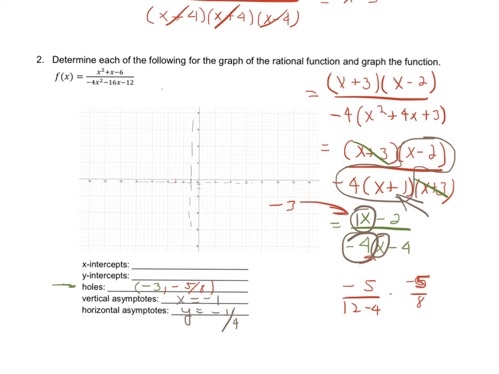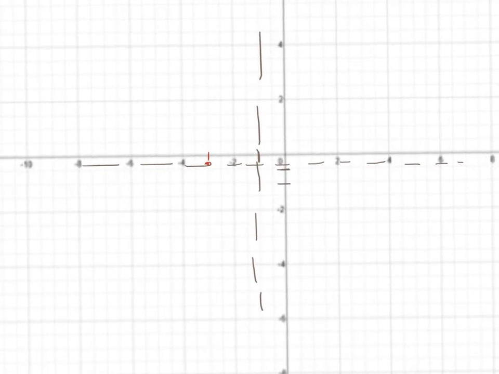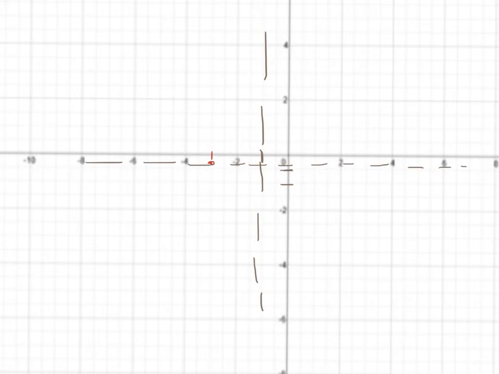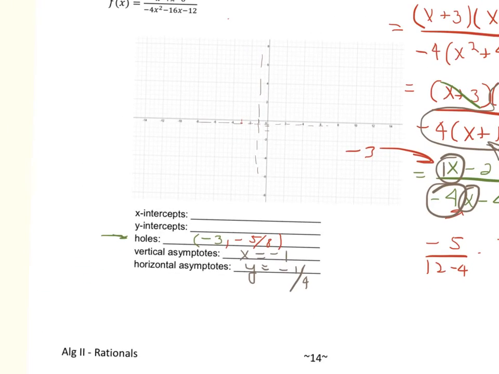Now I have to be very careful here. Let's zoom back in. I think I had a hole at negative 5/8. Well, if I'm at negative 1/4 and the hole is at negative 5/8, it's going to have to clearly be on the other side of that, because negative 5/8 is bigger in the negative direction, or smaller if you want to say, than negative 1/4. So we're going to have to check a few points and make sure we're on the right side.